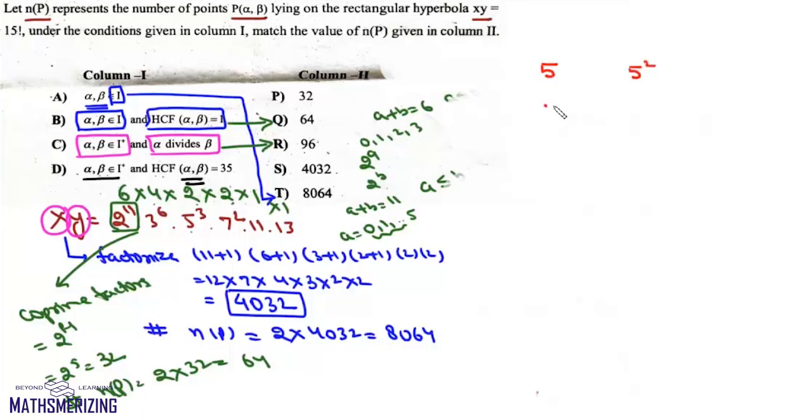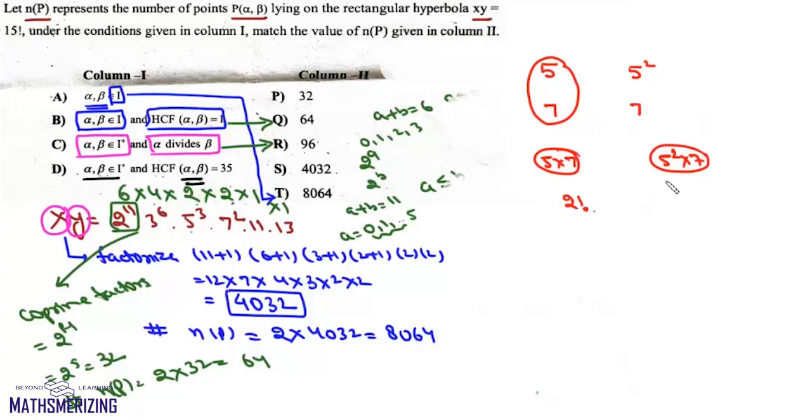And in the same way, one number should have 7 and the other number should also have 7. So one of the numbers will have 5 into 7 and the other number must have 5 square into 7, and this can be done in 2 factorial ways. Now other than that, nothing should be common.